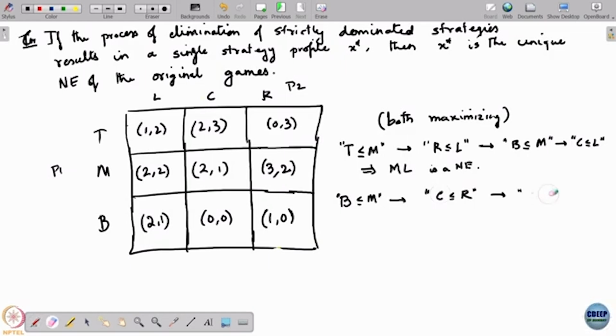So, L and C have both been removed, and now you just have to compare T and M in column R. So, obviously T is worse than M, so you can remove that, and that gives you that MR is a Nash equilibrium.